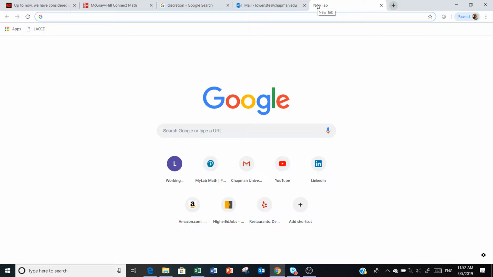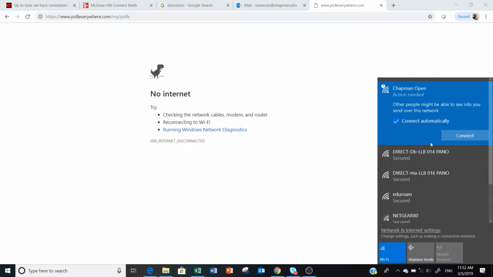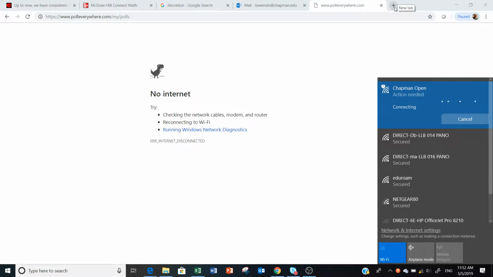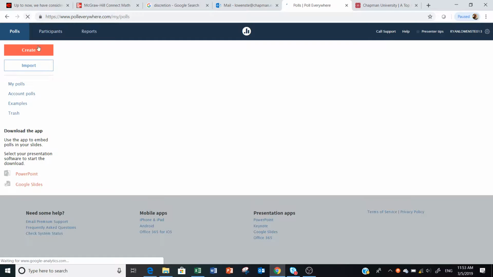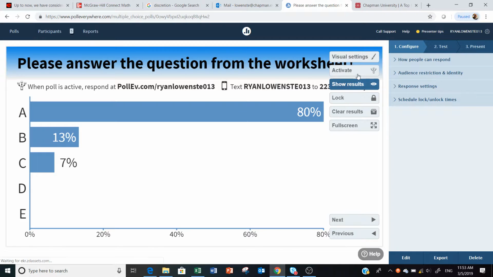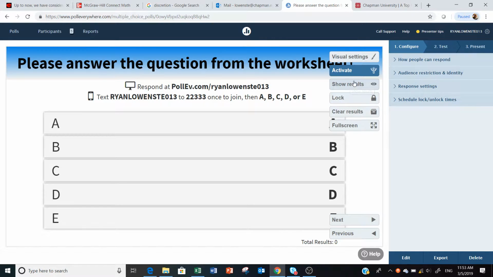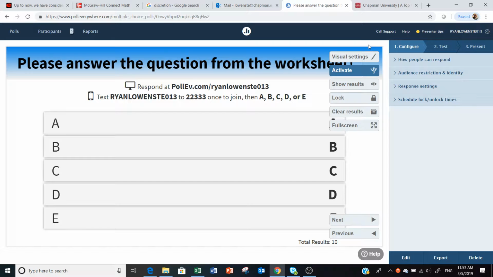So let's go ahead and get into Poll Everywhere. I apologize for not having that already loaded. No internet, okay. You know, I hate how with the Chapman Wi-Fi, you literally have to connect it every single time. Okay, so A is A, and B is the second answer choice, which is anywhere between 0 and 5 minutes. Why does it keep doing that? That's so weird.